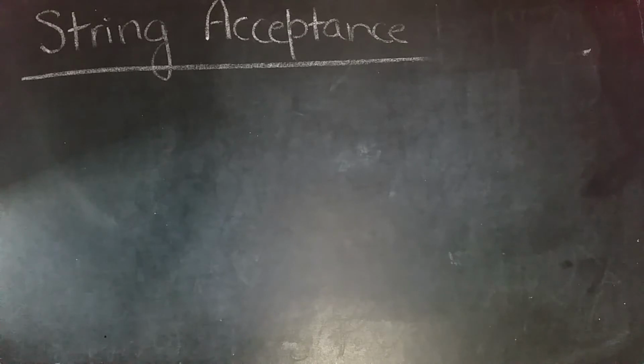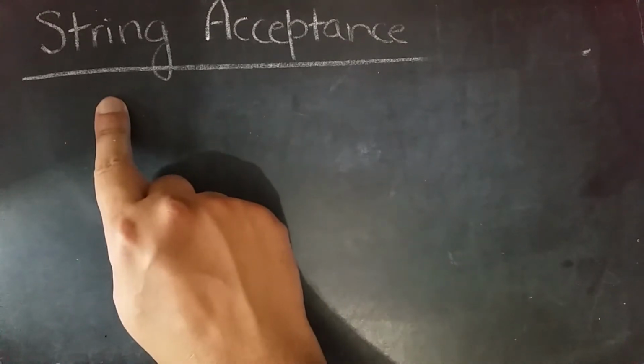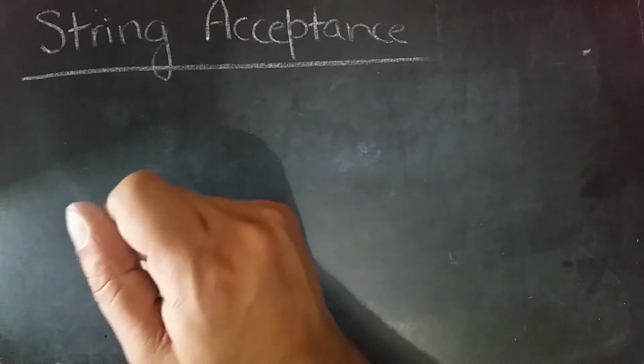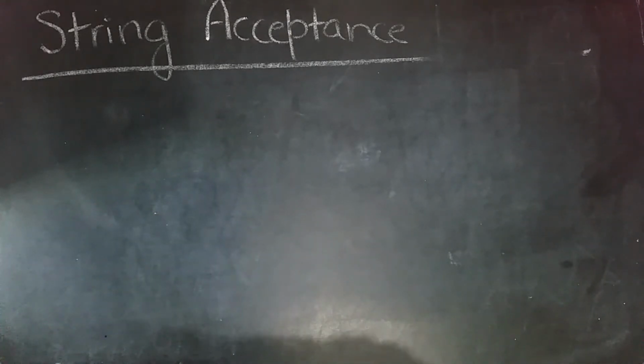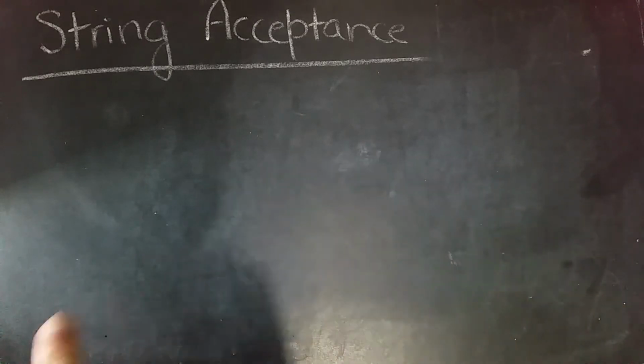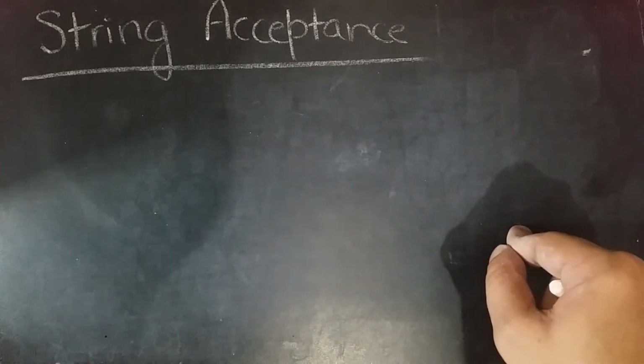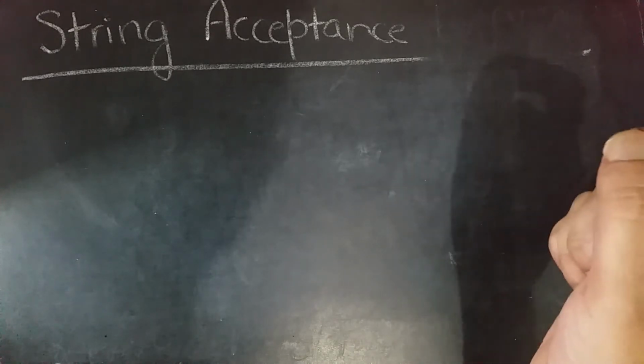First of all, we'll see what a string is. A string is any sequence of inputs or characters. A string is said to be accepted by a finite automata when it reaches its final state starting from its initial state. So if it takes any path and reaches a final state, we'll say that the string is accepted.